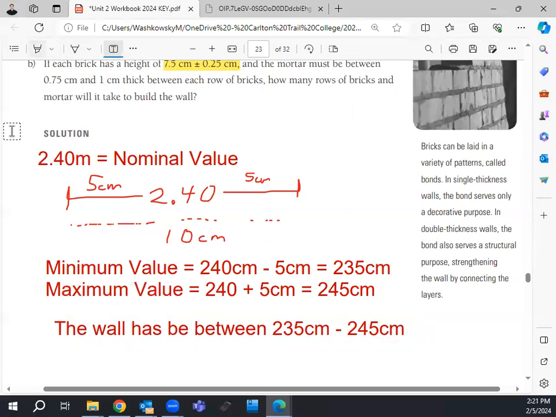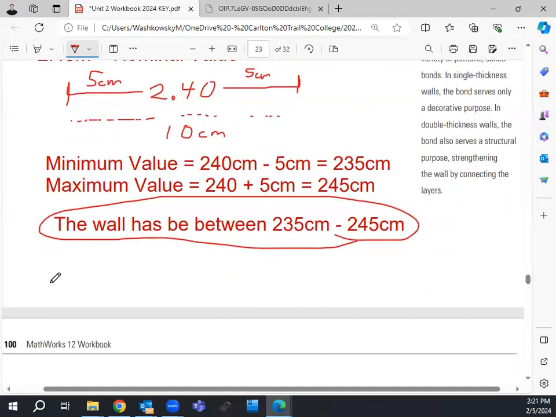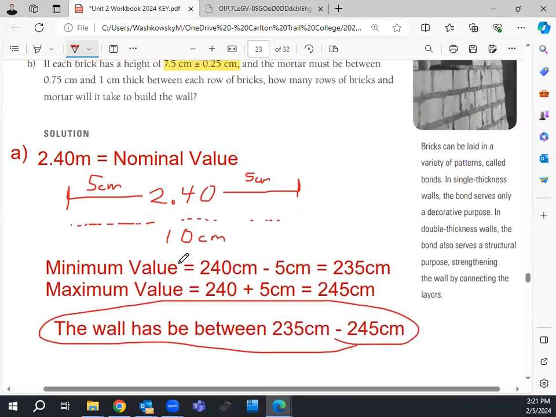So that's question A done, right? I'm just going to write that over here. That's question A. That's done. My final answer, I like circling it, is it needs to be between 235 and 245 centimeters. Done. Now we're going to look at question B. So I'll scroll up. I'm just going to read question B out here.